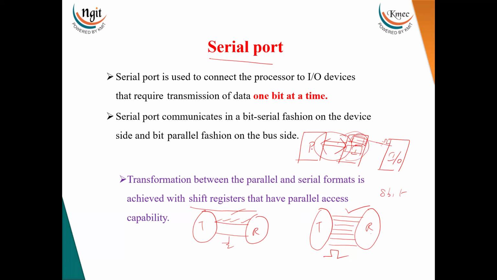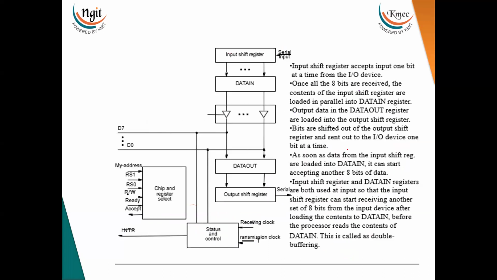Now if the data is read from the IO device, the interface will receive the data in serial, and within the interface it will convert this serial data into parallel by using the shift register again, and the processor will read the data from the data in register. This is what happens inside the interface. Now we will analyze it using the block diagram, the block diagram for the input device and for the output device, the same as how we analyzed the parallel port.